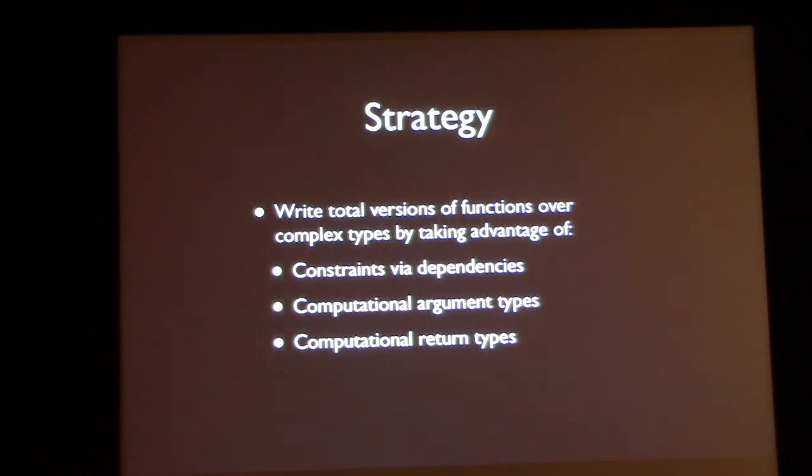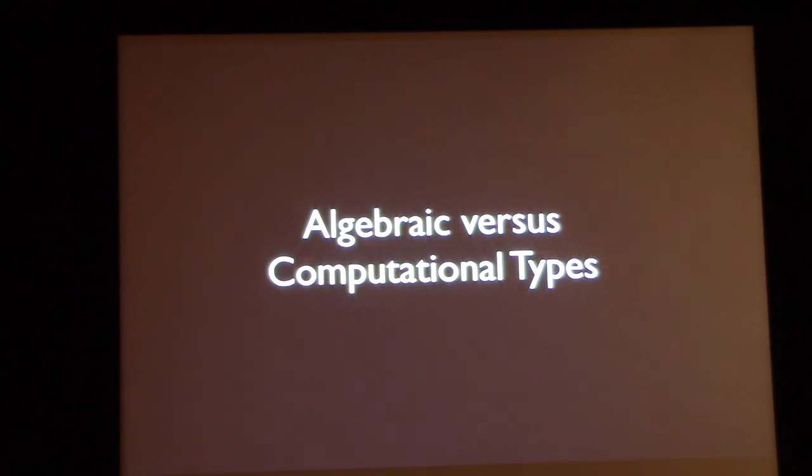So the strategy that we're going to use is to try to write total versions of functions that would normally be partial, and we're going to make them total by taking advantage of constraints that we can create with dependent types, and something called computational argument types, and something called computational return types. So first of all, I'll explain a quick overview of algebraic versus computational types.